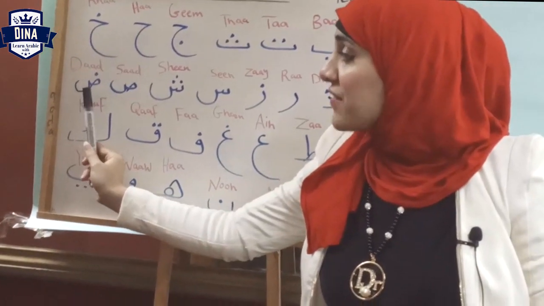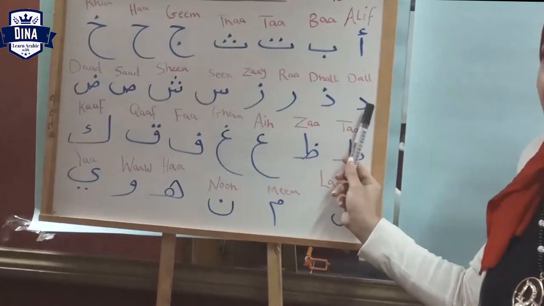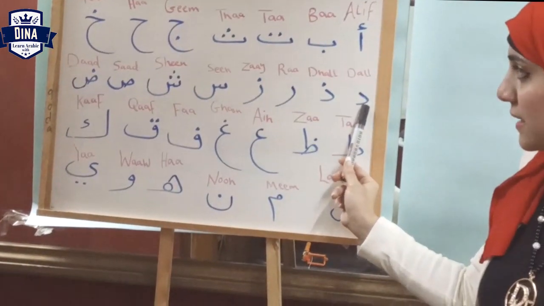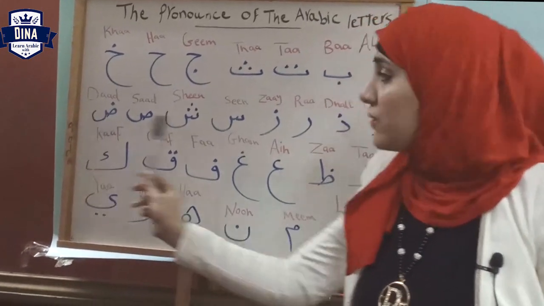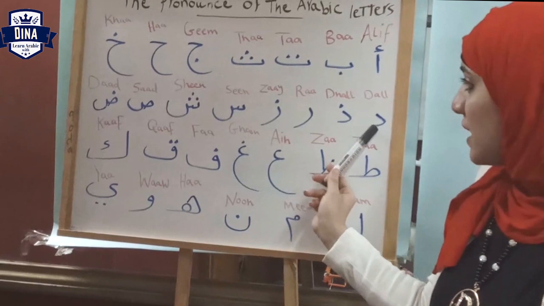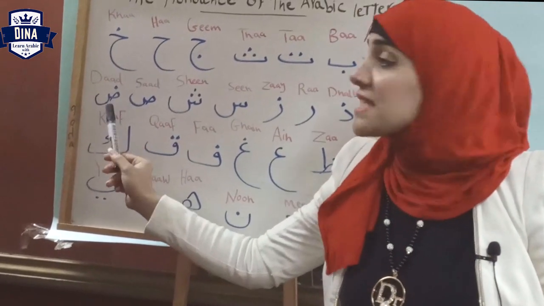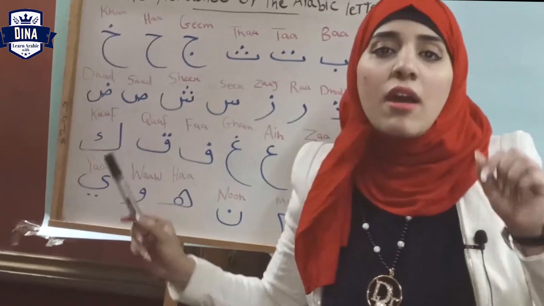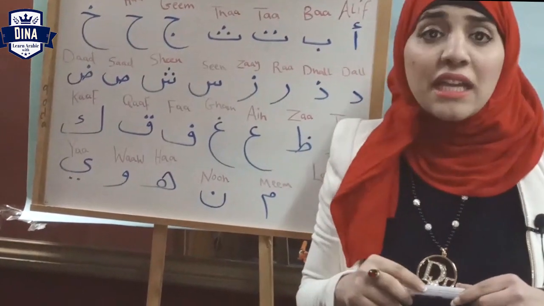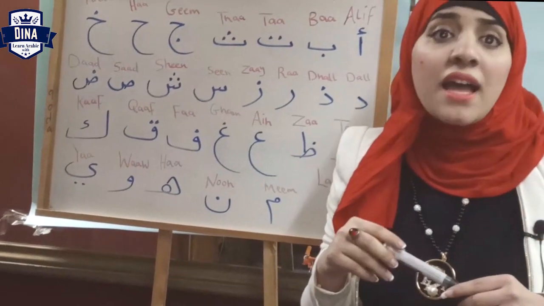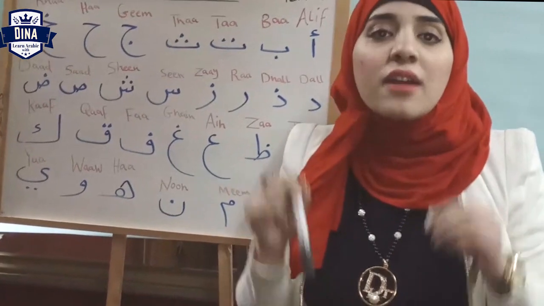Dad is a heavy sound of dal. Dal is a light sound. Dal. But dad is a heavy sound of dal. Dal. Dad. And you can see this letter only in Arabic. So we call the Arabic language the language of Dad. Dad sounds only in the Arabic language.